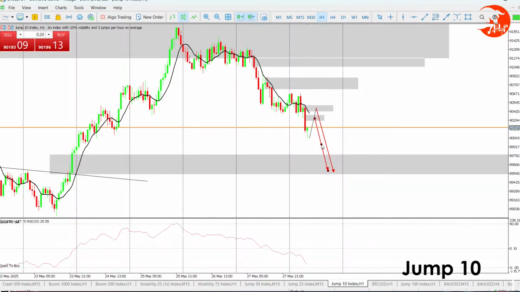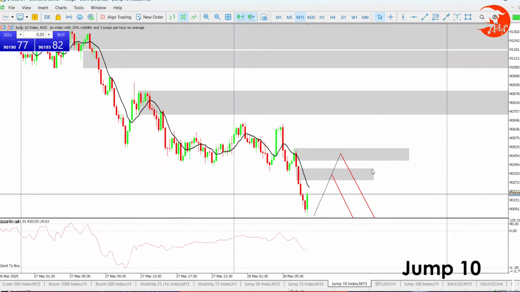So for now, let's wait. Let's wait for the moves to come around and we make the entry. I think that's it. This, if it comes here and gives me an entry, then I will be entering the sell, but I'm not going to be focusing on it a lot. Market is still slow.